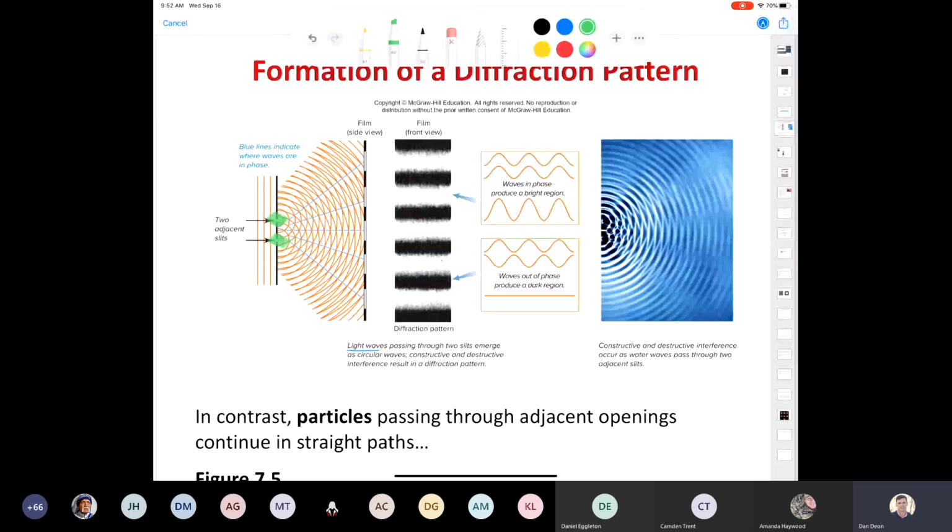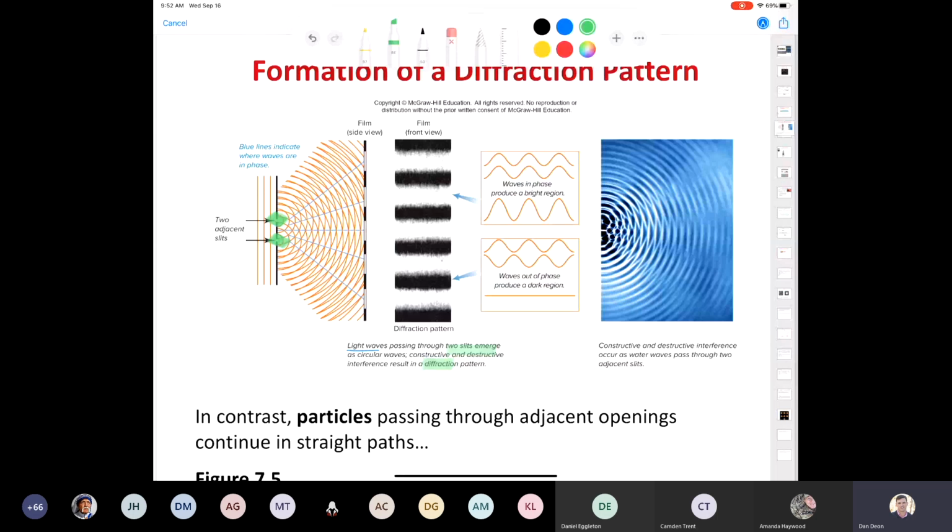They have to be about the same width as the wavelength themselves. But what's going to happen is that it says here the light waves passing through the two slits emerge as circular waves, and they have constructive and destructive interference as a result of a diffraction pattern. So the light waves form a diffraction pattern.